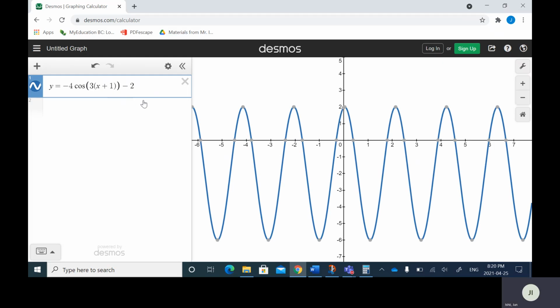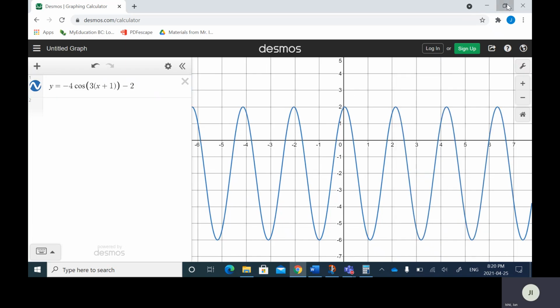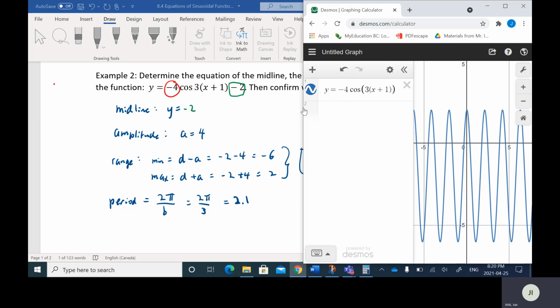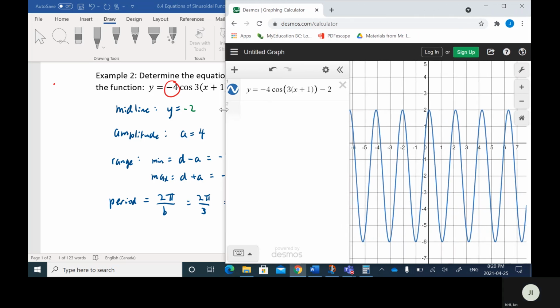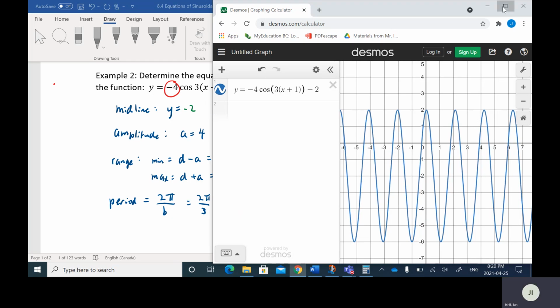All right, so there it is. This is the graph of the function that we just looked at. Let's throw in some minor grid lines here. All right, so let's take a look. I'm just going to toggle back and forth.